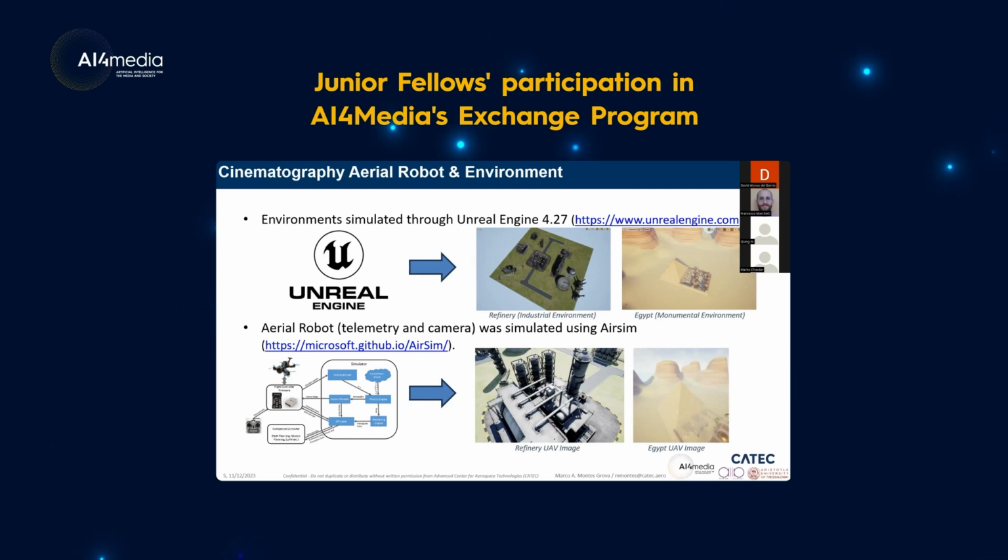And this is to simulate the environment and to simulate the aerial robot, which is formed by the camera and the drone itself. Basically, the telemetry, that is the position, the velocity, and the orientation of the drone. We are using AirSim, that is a plugin developed by Microsoft for Unreal Engine, and we are using the API of AirSim. Here is shown an image from the drone of these two environments. So with this, we are able to create an environment and to create a drone flying inside of it.